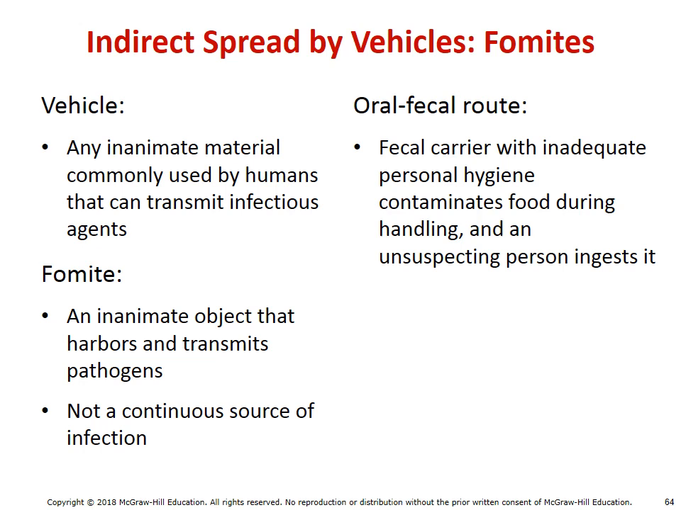Vehicles and fomites are an interesting topic. A vehicle is an inanimate material commonly used by humans that can transmit the infectious agent. I want to point out that vehicles tend to often be reservoirs. So common vehicles include basically soil, water, and air. Fomites, on the other hand, are inanimate objects that harbor and transmit pathogens, but are not a continuous source of infection. So this would be like the tabletop or your cell phone. There's not enough resources on the tabletop to usually keep infection going. And as a result, again, it's a temporary place to pick up the infection.